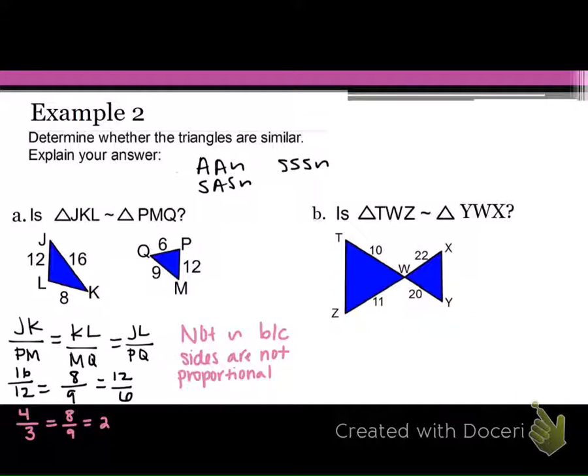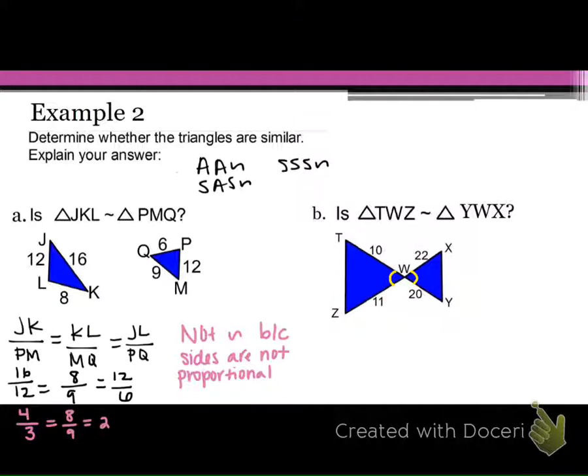What is something else I know in this image? Tell me something else I know in this image. That we have vertical angles. So this angle is congruent to that angle. So, do we know two angles in both? Do we know two angles? I know one of these angles. No, so we don't have enough for angle. Do we know three sides? No, so we don't have side. Do we know one angle and at least two sides? Yes. Is that one angle congruent? Yes. So now we just have to check if the sides are in proportion with each other.